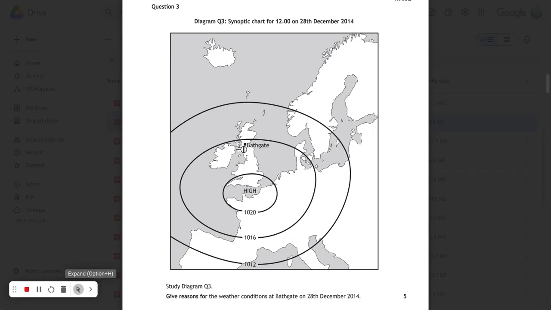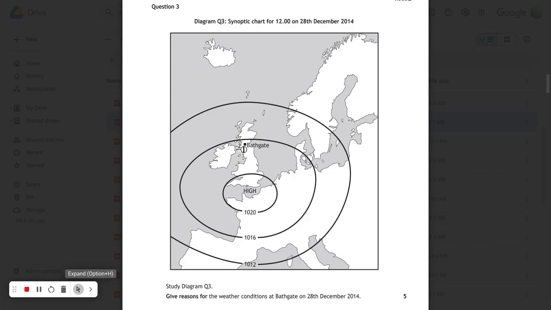So what I would suggest you do is pause the video at this point and see if you can write down on a piece of paper the key elements of this weather symbol we see up here. Okay, now assuming you've maybe noted down what you think is the weather in Bathgate, let me just describe what we can see on the synoptic weather symbol.